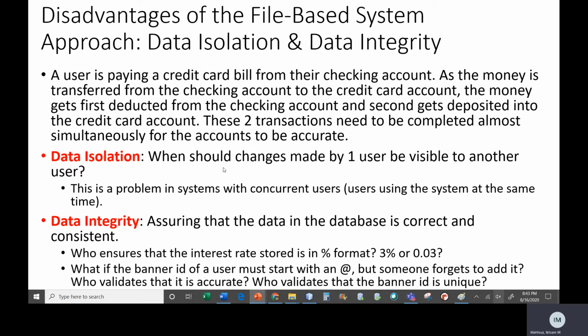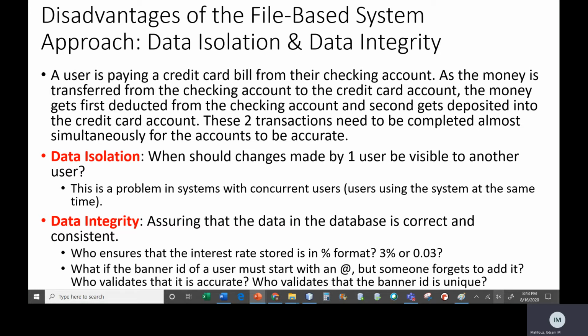And one of the issues with data integrity, when you have many departments and many concurrent users, is who is responsible for making sure that the Banner ID that is entered is correct? Who is responsible that the interest rate is correct? Who is going to do the validation? When you have many people looking at the data, you need at least someone who is responsible for the validation. You don't want the validation to not happen at all, because that's not good.